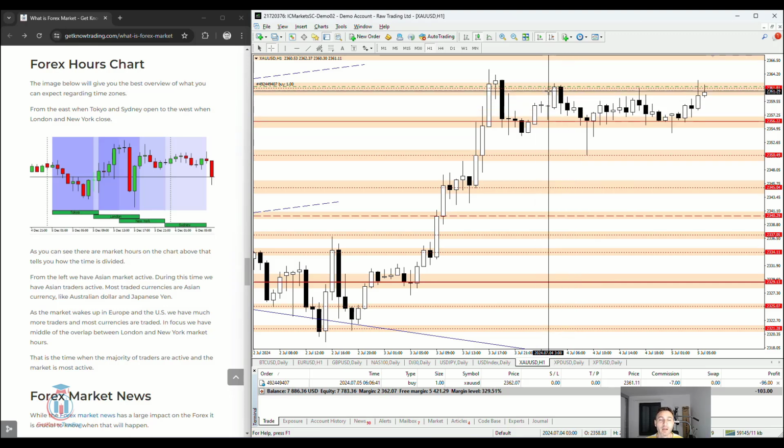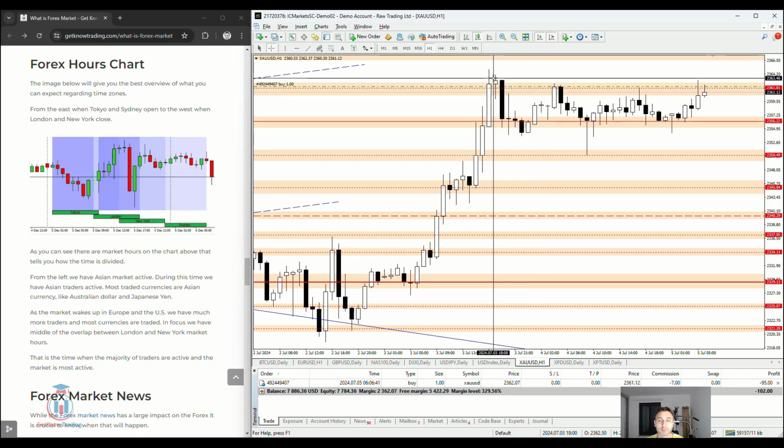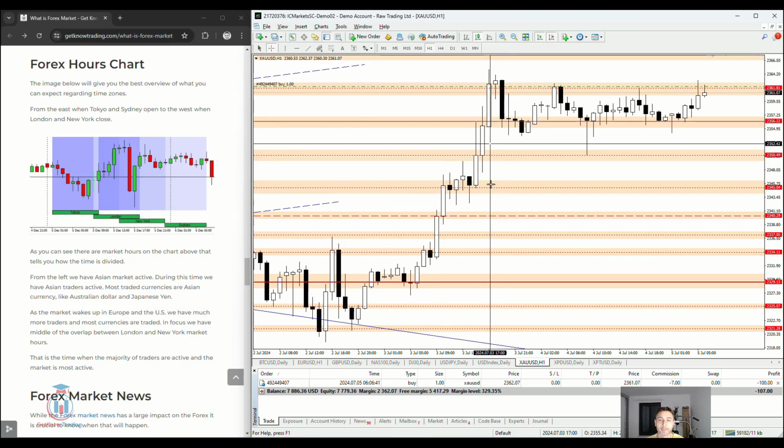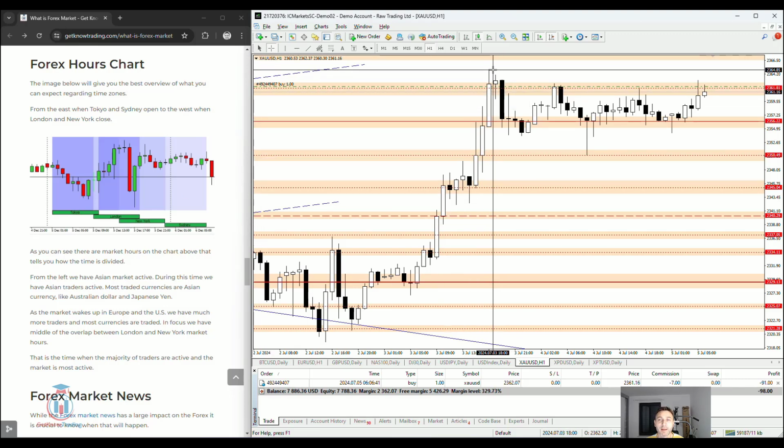Now, this is how the Forex news is also affecting the market. When the news comes out, especially when there is an overlap between the London and New York sessions here on the chart, this will be the time where you can see large spikes that will form on the chart.